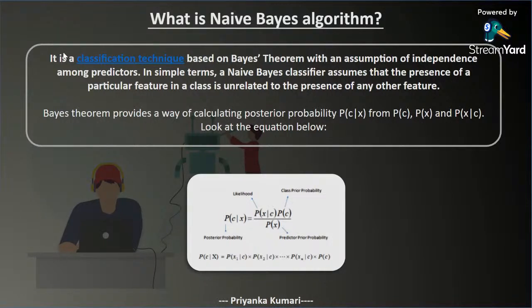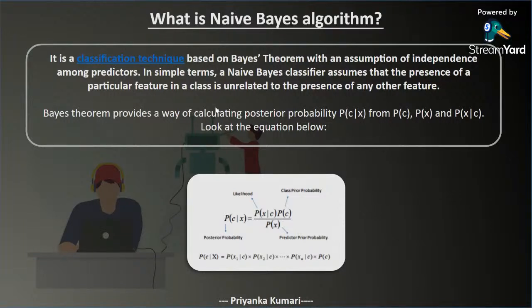So let us understand the definition of the naive Bayes algorithm. It is basically a classification technique which is based on the Bayes theorem. As I said, it is based on the Bayes theorem, which is a theorem of probability, and then it makes an assumption of independence among predictors. In simple terms, the naive Bayes classifier assumes that the presence of a particular feature in a class is unrelated to the presence of any other feature.